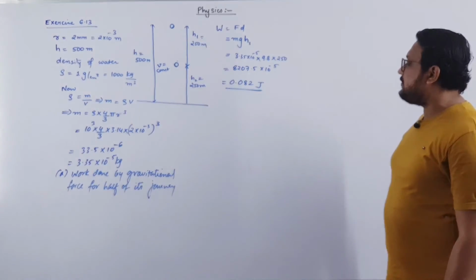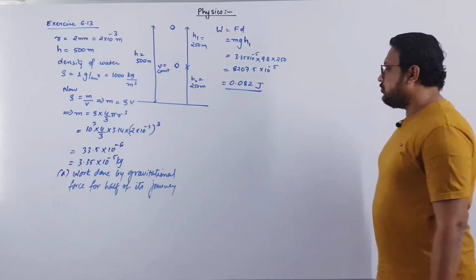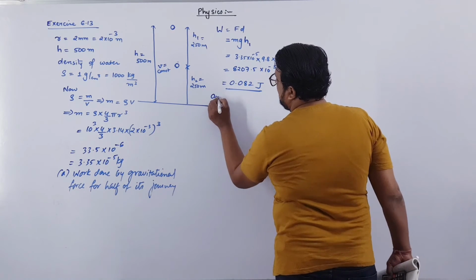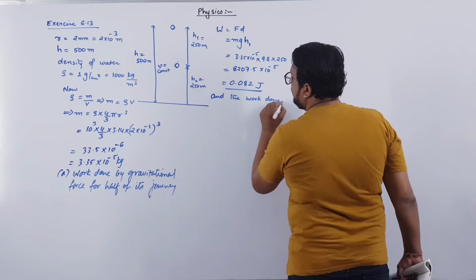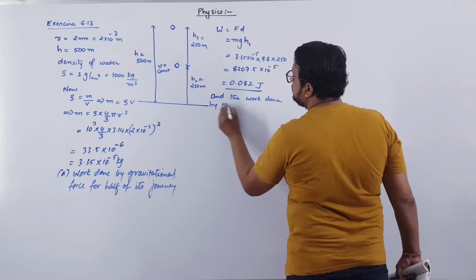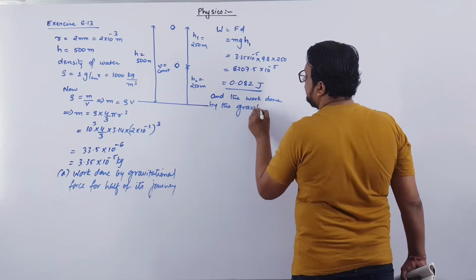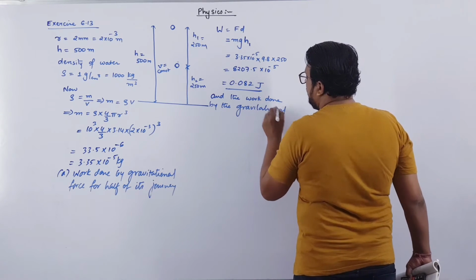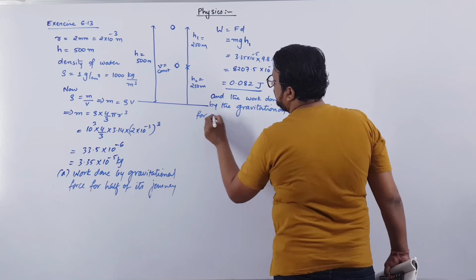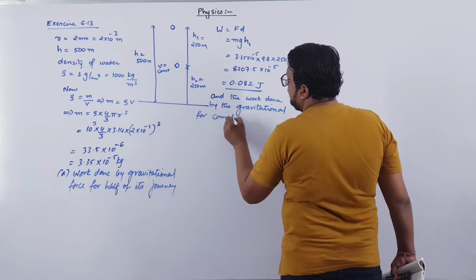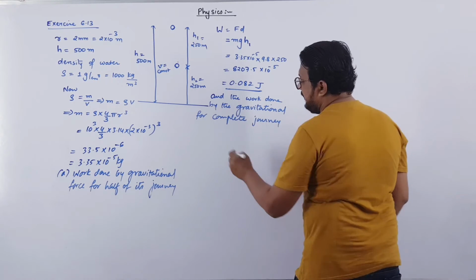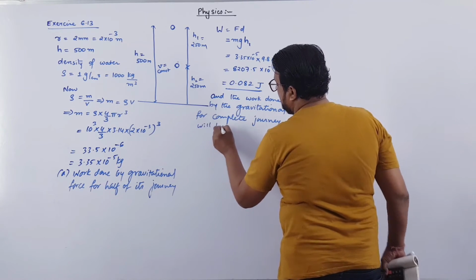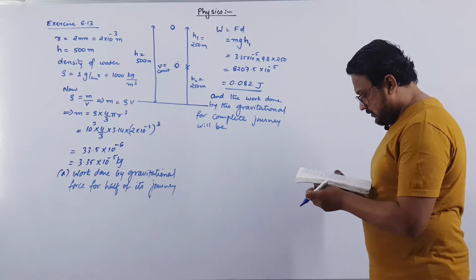The work done by the gravitational force for half of the journey is 0.082 Joule. And the work done by the gravitational force for the complete journey will be, let me check, it is for the complete journey.